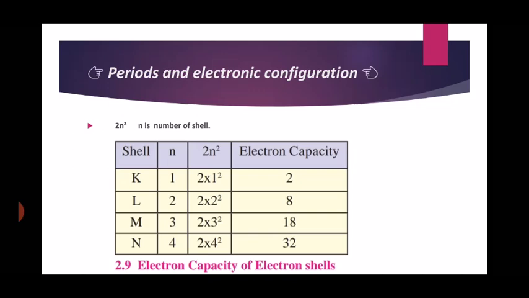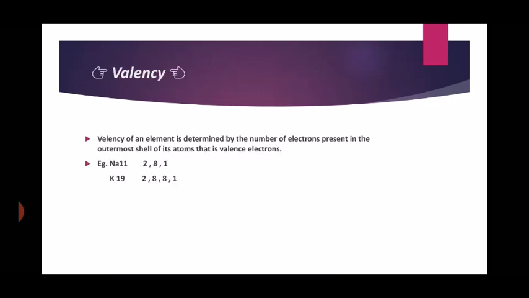Similarly next, n value is 4. What is 4 squared? 4 squared is 16. 16 multiplied by 2 is 32. So the electron capacity is 32. So in the K shell, how many electrons? 2. L shell, how many? 8. M shell is 18, and the N shell is 32. That is the electron capacity of the shells.